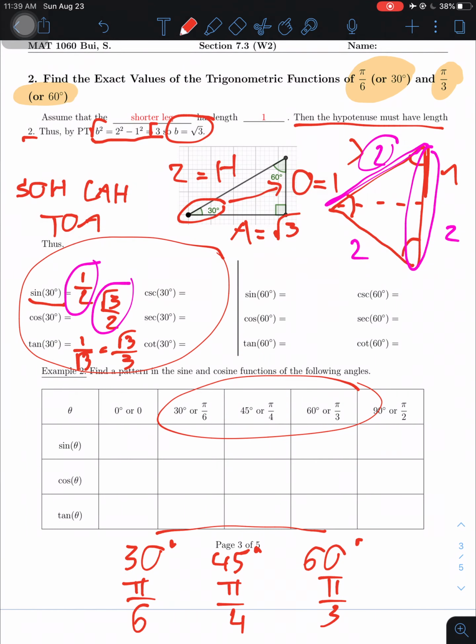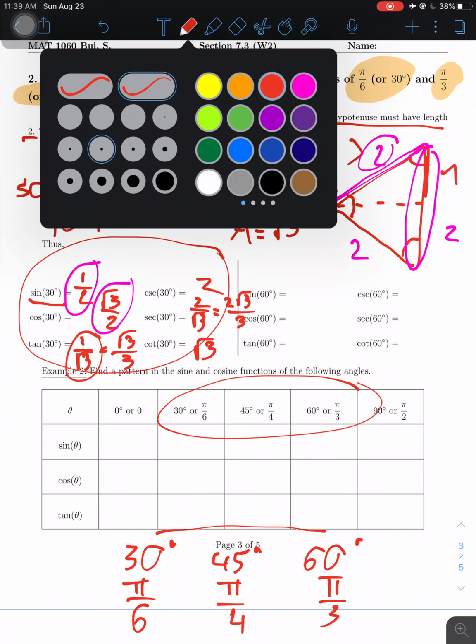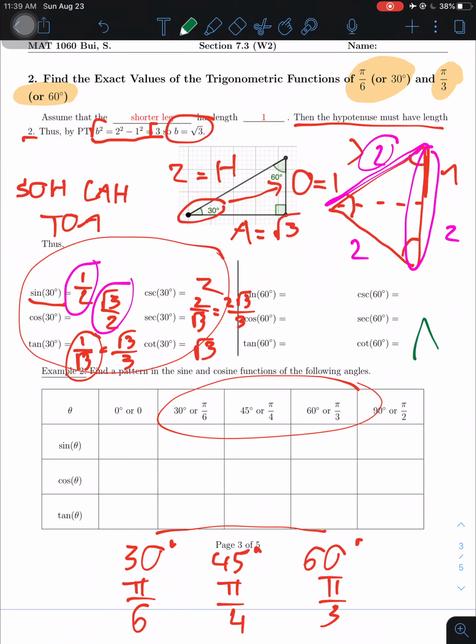So 2 over 1, we have 2 in here. This is 2 divided by square root of 3. Rationalize it, we have 2 square root of 3 over 3. And lastly, I'm going to flip this one in here to get square root of 3. And for your part, I'm going to put a green star in here. This is one of the things that you have to do.